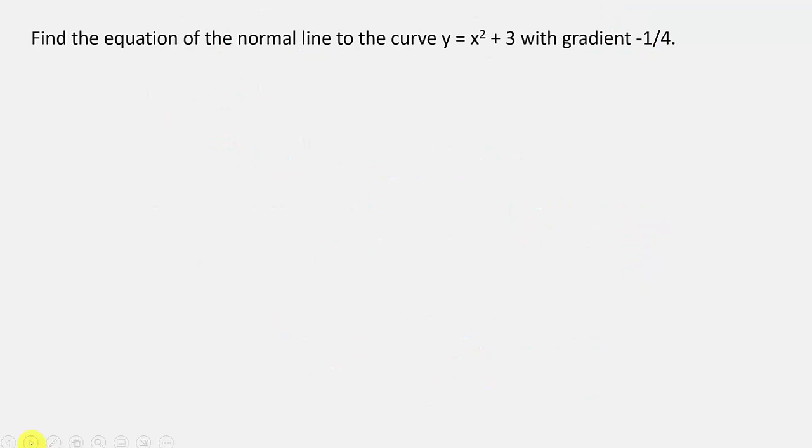Okay, this one is just a tad different. I'm trying to show you the different ways they can give you information.